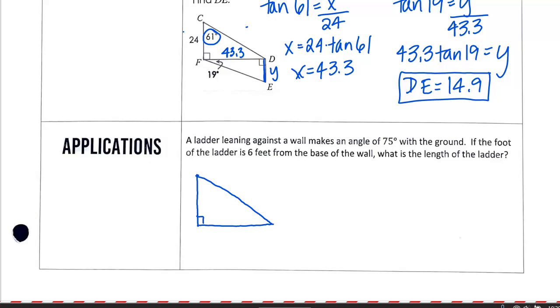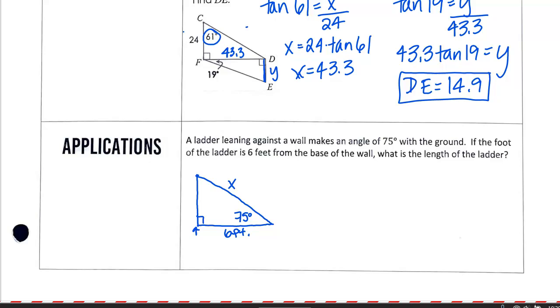All right, so if it makes an angle of 75 degrees with the ground, that means our angle is right here, 75 degrees. If the foot of the ladder is 6 feet from the base of the wall, if this is our wall, then that means that this would be 6 feet. And then we want to know what is the length of the ladder. So we want to know how long is this ladder that's leaning up against our wall. So that's our information we're provided with.